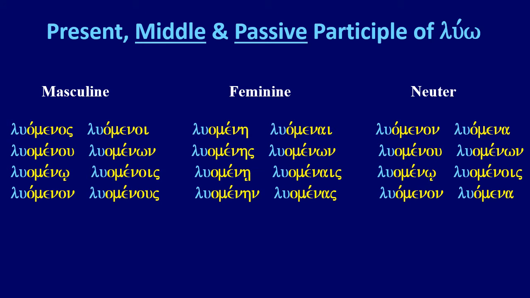So notice again here, when you subtract the stem lu, what are you left with? You're left with an omicron connecting vowel, the participle marker or sign of mu, epsilon, nu, men, and then you've just got your case endings, which you already know. And so it's rather easy to identify when you look at its parts that way.